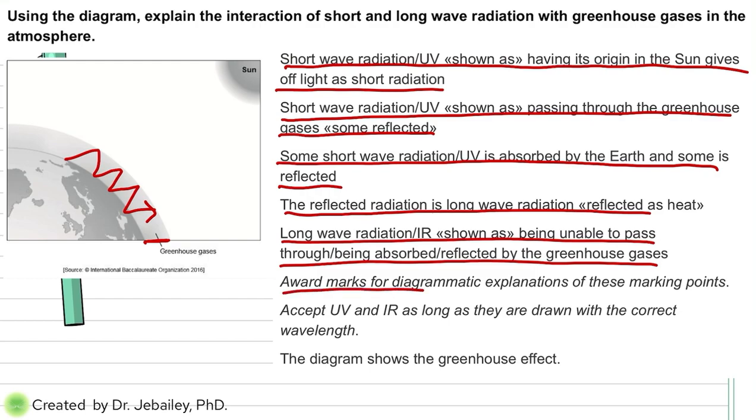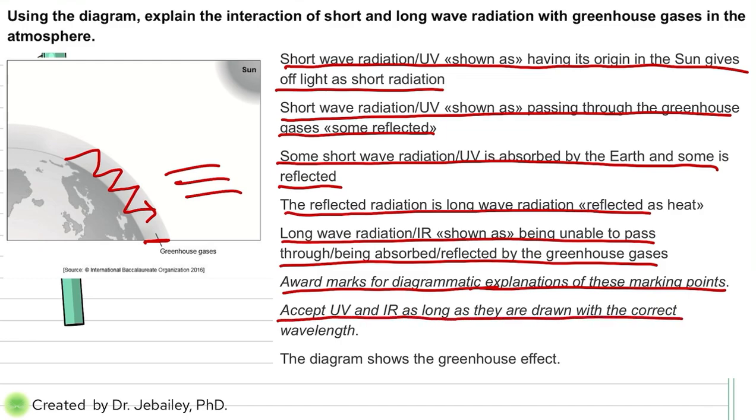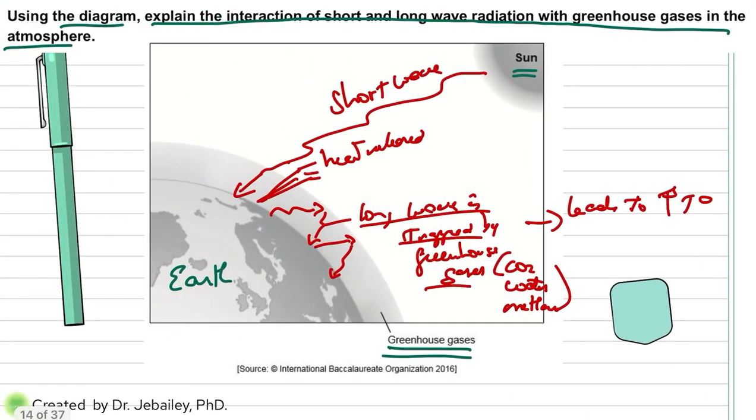So award marks for the diagrammatic explanation of these marking points. So I did write information here, so I get points. Accept UV and IR as long as they are drawn in the correct wavelength. Diagram shows the greenhouse effect. So this is basically everything that I've written. This drawing that I just did here is the perfect drawing. Make sure you put all this information.